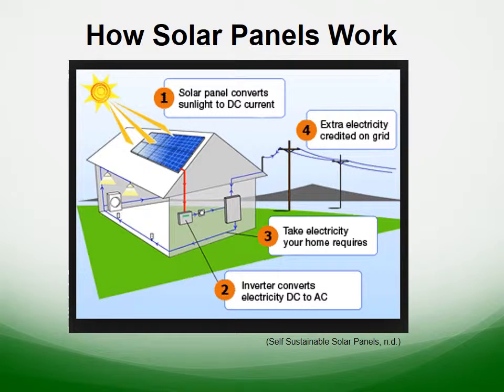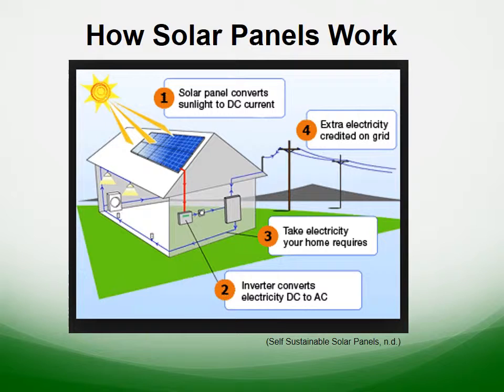So how do solar panels work? Well, as seen in this diagram, solar panels absorb the sunlight and convert the light into direct current or DC electricity, which then flows into the inverter, as you can see at item 2 in the diagram. The inverter converts the DC electricity into alternating current or AC electricity, which you can use in your home.